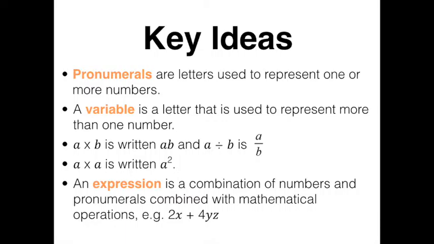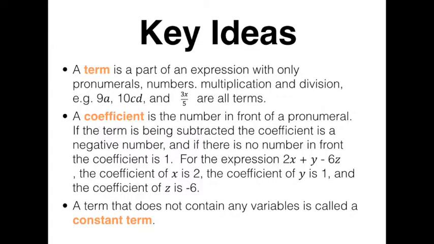An expression is a combination of numbers and pronumerals combined with mathematical operations, e.g. 2x plus 4yz. A term is a part of an expression with only pronumerals, numbers, multiplication and division, e.g. 9a, 10cd, and 3x over 5 are all terms.